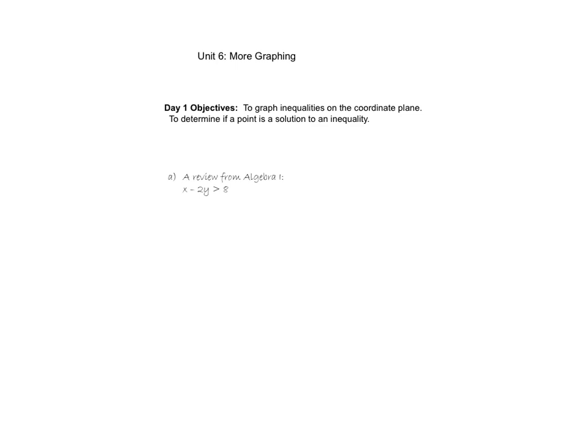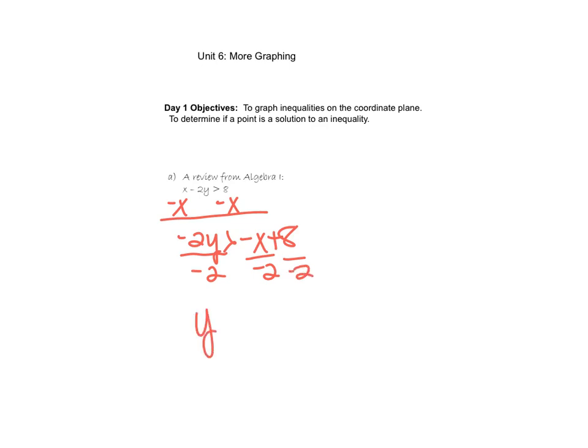Definitely we're going to be solving for y. So I'm going to subtract x on each side. We get negative 2y is greater than negative x plus 8. We're going to divide through by negative 2. And we get y. Of course, we divided an inequality by a negative, so we're going to change the sign, flip the sign. y is now less than.